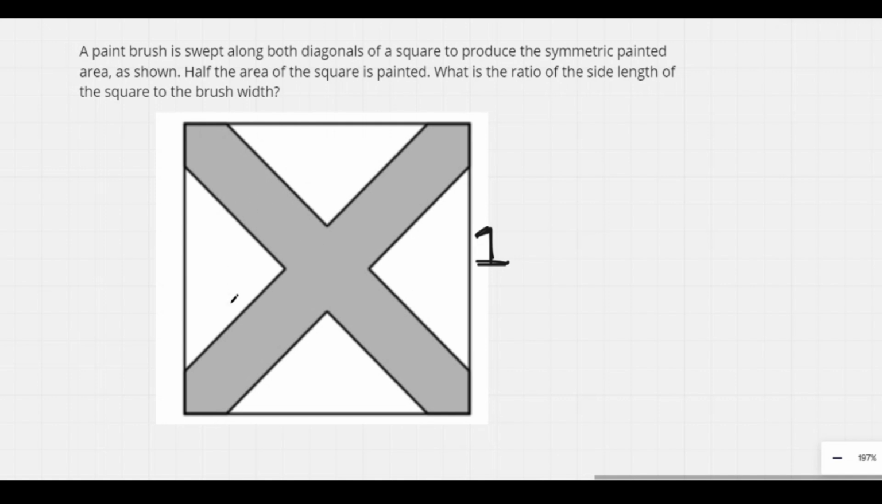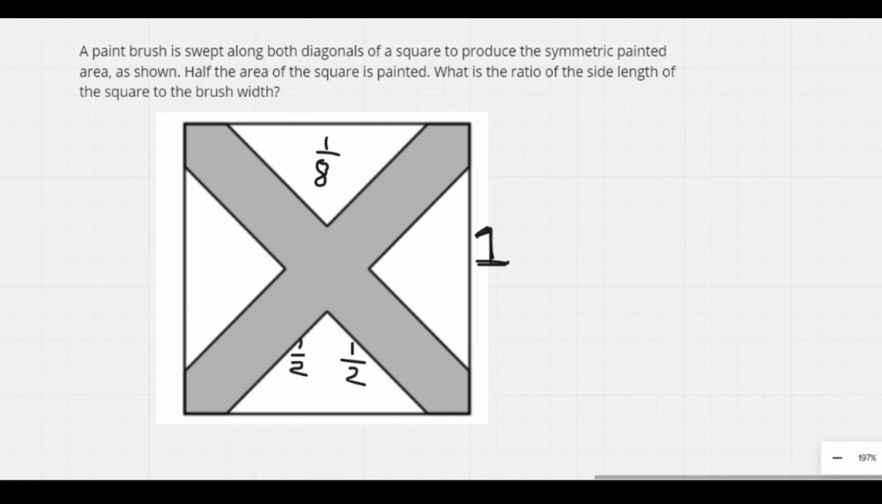And that means each of these triangles added together will be half of the square's area, which is 1 over 2, and 1 over 2 divided by 4 is 1 over 8. So each of the white triangles has an area of 1 over 8. And the side lengths of the white triangle will be 1 over 2, because the area of a triangle is width times height over 2. And since these are isosceles triangles, 1 over 2 times 1 over 2, which is 1 over 4, divided by 2 is 1 over 8, which is the area.